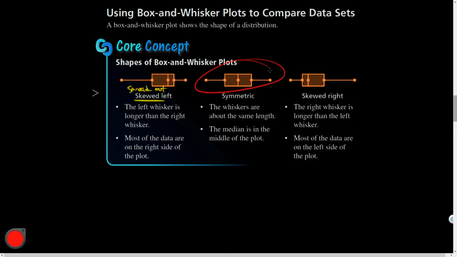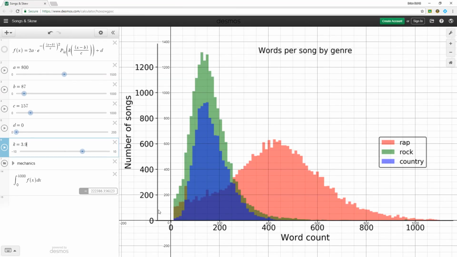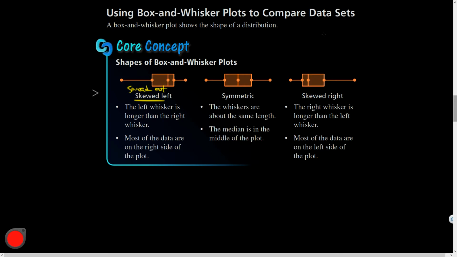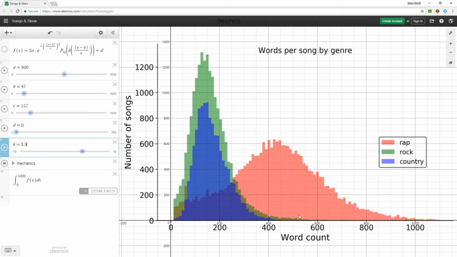Symmetric is when it's kind of evenly repeated. Let me see, do I still have it? Yes, I do. Here we go. All right, internet friends, take a look at this. For instance, the rap songs' number of words is a symmetric distribution. If I drew a line down the middle, it's almost a mirror of itself. Whereas for both the rock and the country music, most of the data is on the left side, and then it tails off towards the right side. So those are skewed right. They taper off towards the right. It's densely packed on the left side of the graph.